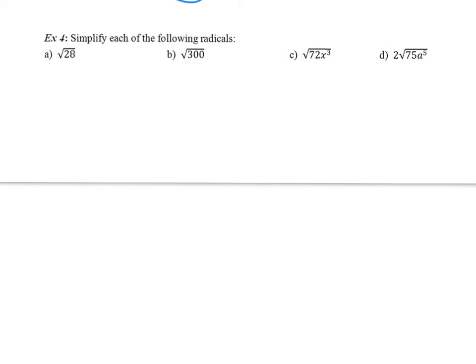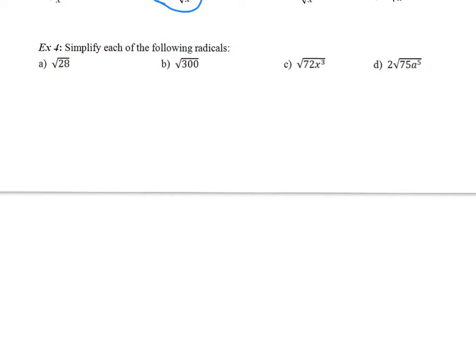Now in our next few examples, what we'd like to do is review simplifying radicals from Algebra 1. So when I see something like a number 28 underneath a square root sign, there are two different ways that I can approach this. I can say 28 is not a perfect square, but it does have a perfect square factor. The perfect square factor would be 4.